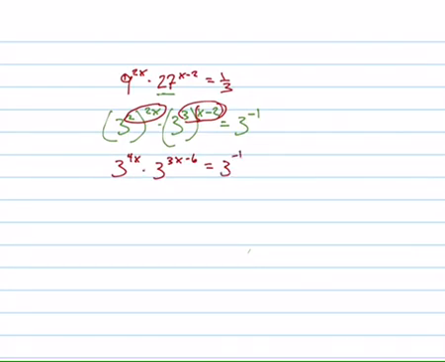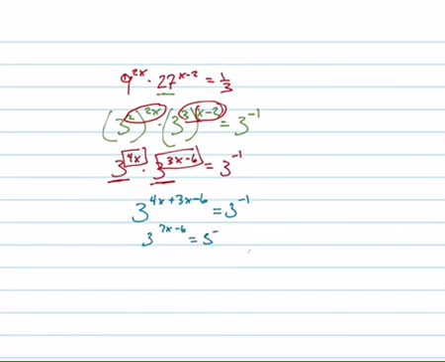Now, what do I do when I'm multiplying two powers with the same base? What do I do with the exponents? I add them together. So this is 3 to the 4x plus 3x minus 6 equals 3 to the negative 1. So that's 3 to the 7x minus 6 equals 3 to the negative 1.